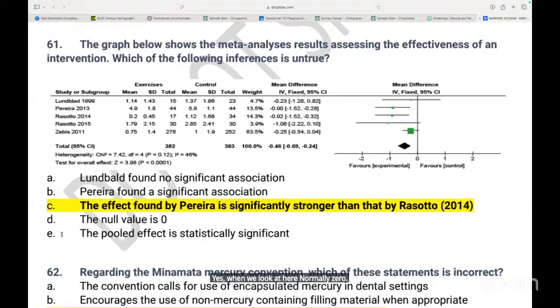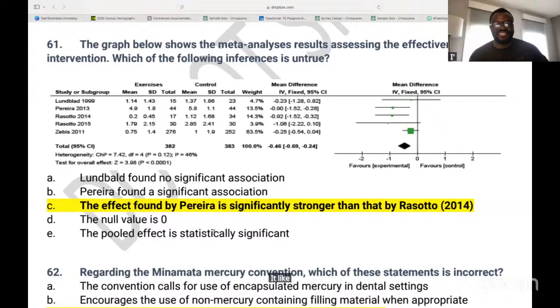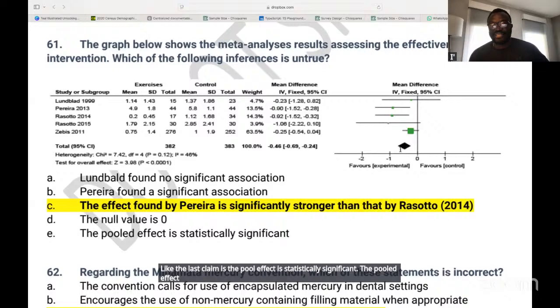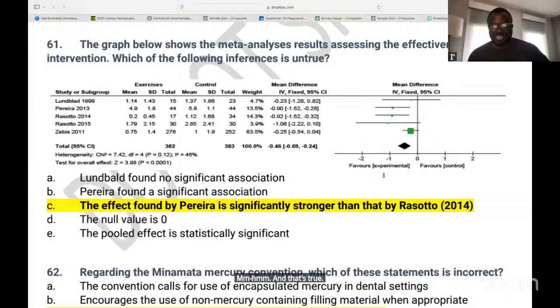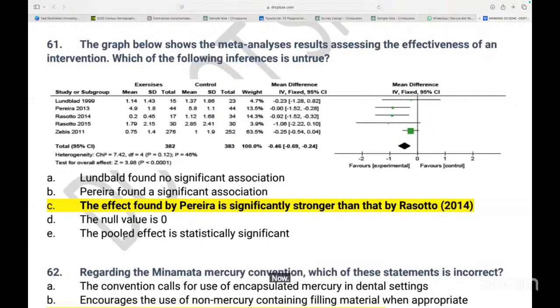Exactly. The last claim is the pooled effect is statistically significant. The pooled effect in the meta-analysis is that last rhomboid that doesn't have whiskers. This is the one here. So when you look at it, that's true. Exactly, it is significantly associated. It's statistically significant because it doesn't touch the null line, right? Exactly. Now, let's look at this C claim.